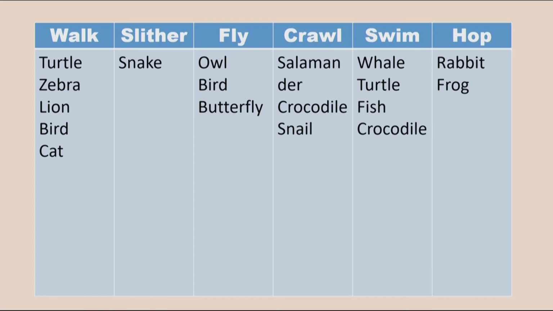Walk. We have the turtle, the zebra, the lion, the bird, and the cat. To slither, we have the snake. To fly, the owl, the bird, and the butterfly. Crawl, the salamander, the crocodile, and the snail. To swim, the whale, the turtle, the fish, and the crocodile. Hop, the rabbit and the frog. Have you got all the answers? I'm sure if you haven't, you may add on to your list.